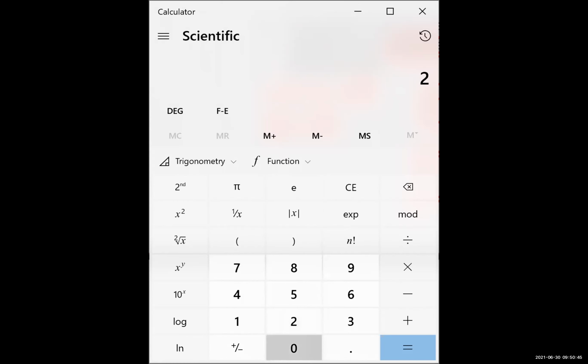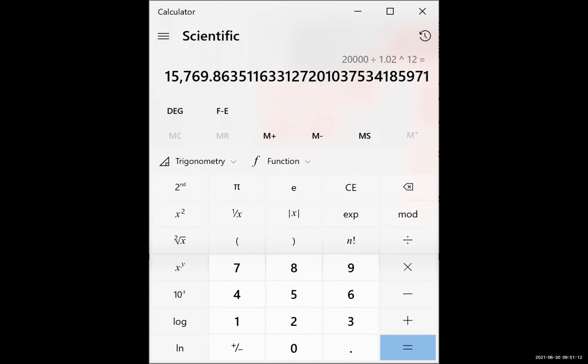So what I will do is 20,000 divided by, now again, my calculator is so smart, it knows the order of operations. If I do 1.02 raised to the power of 12, the calculator is going to find 1.02 to the power of 12 first, and then divide that number into 20,000. So all I have to do at this point is to hit the enter button to get my answer, which is $15,769.86. And that would be the answer to that question.